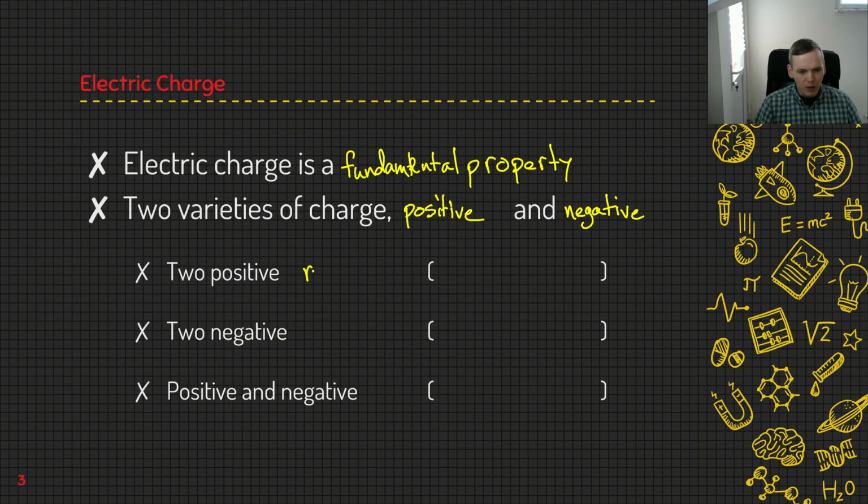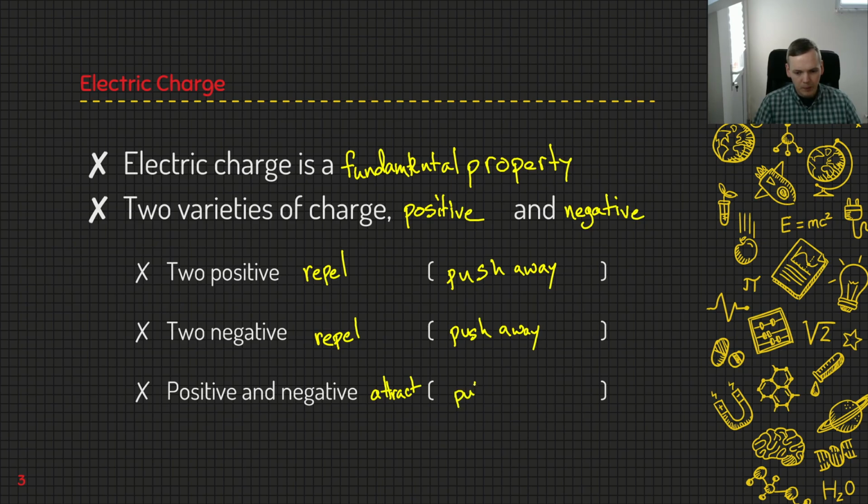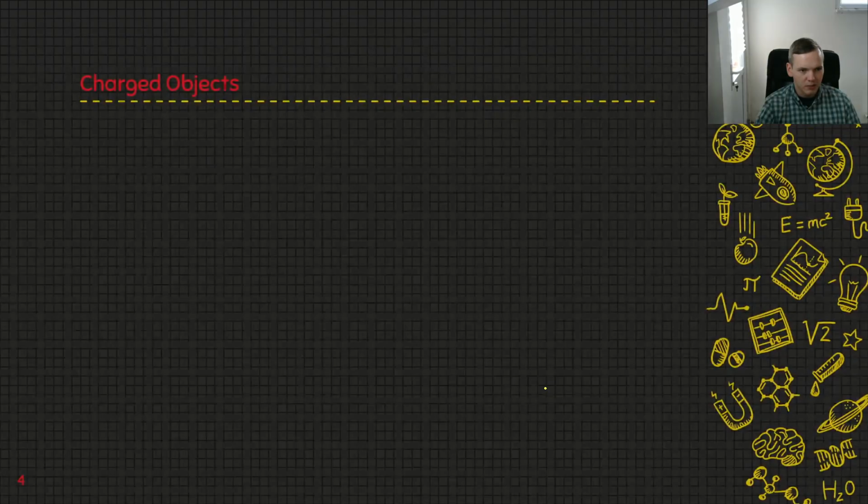and so if both of them are positive, then they will repel or push away. If they're both negative, they will also repel or push away. And if they're opposite, positive and negative, they will attract or pull towards each other. This is true for whatever amount of charge. If it's all positive, those will push away from each other. If they're negative, they'll push away from each other. If we have a mix, then the positives and negatives will pull towards each other.